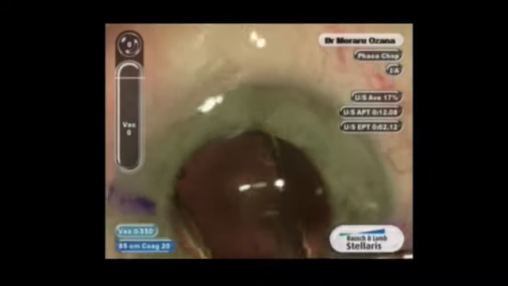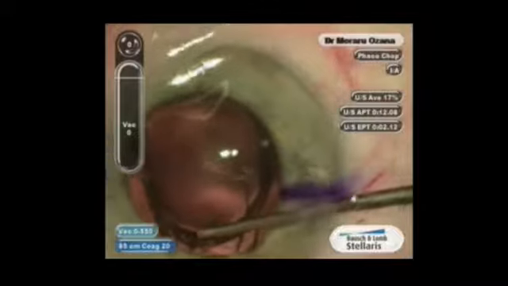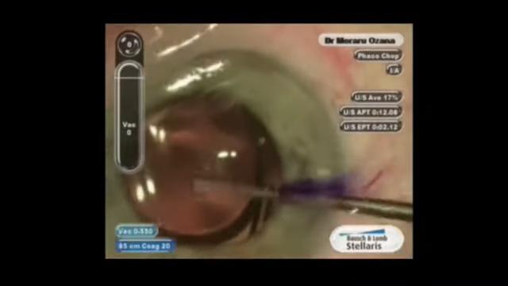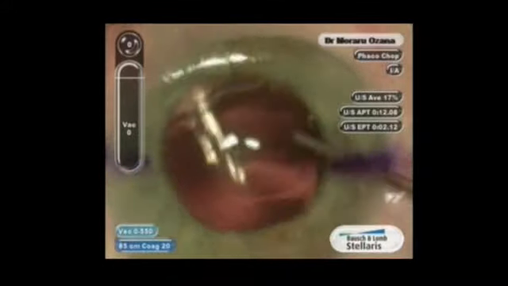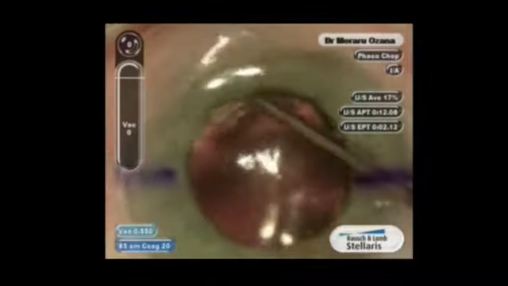It goes very well through a 2.0 millimeter incision, wound assisted. It unfolds, as you see, quite nicely, not too slow, not too fast. And another good news is that the haptics don't remain stuck on the optic, as we, at least I, sometimes have with other hydrophobic IOLs.